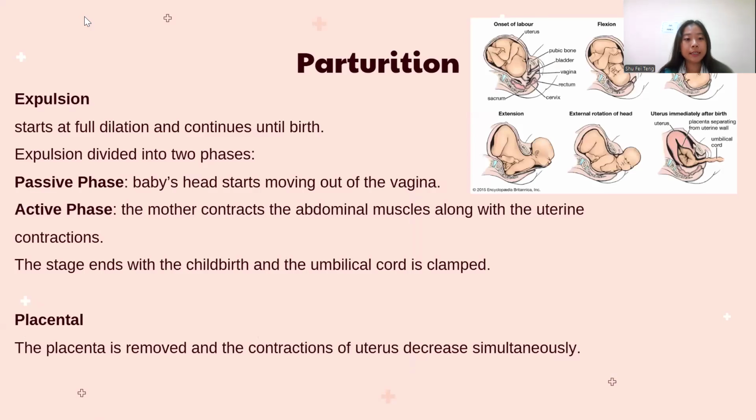So the second stage is expulsion. It starts at full dilation and continues until birth. Expulsion is divided into 2 phases, which are passive phase and active phase. Passive phase is when the baby's head starts moving out of the vagina. Active phase is when the mother contracts abdominal muscles along with the uterine contractions. So the stage ends with the childbirth and the umbilical cord is clamped. The last stage is placental. It occurs when the placenta is removed and the contractions of the uterus decrease simultaneously.